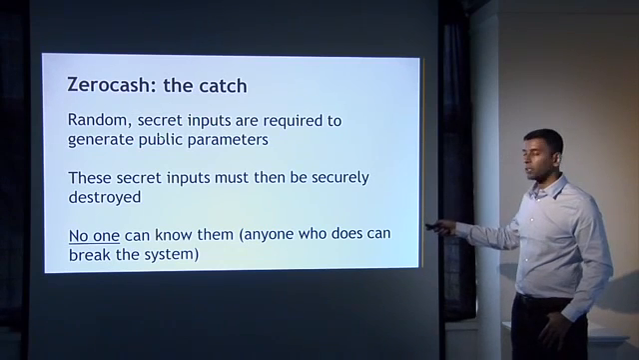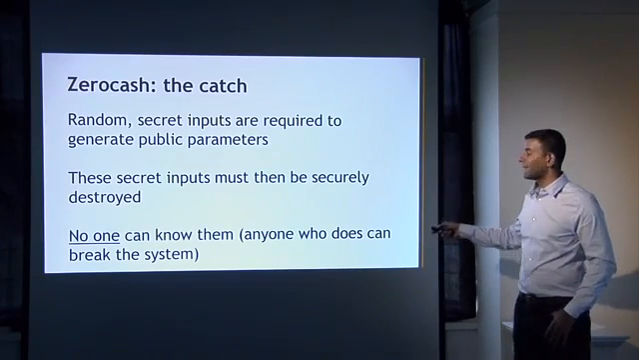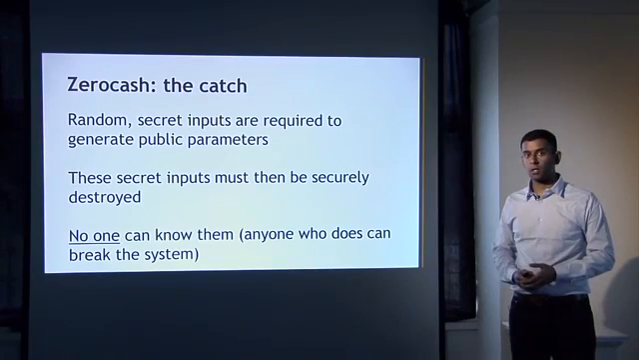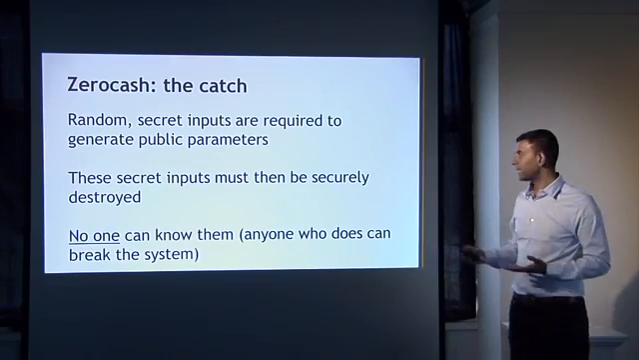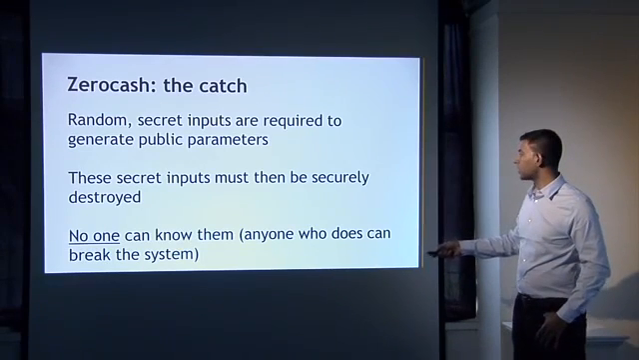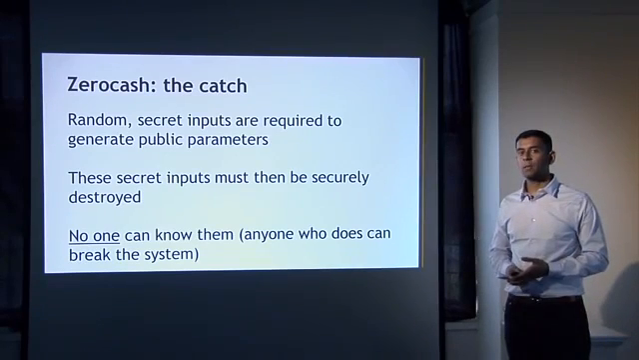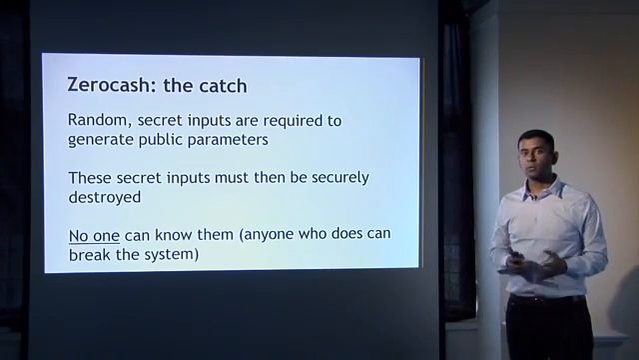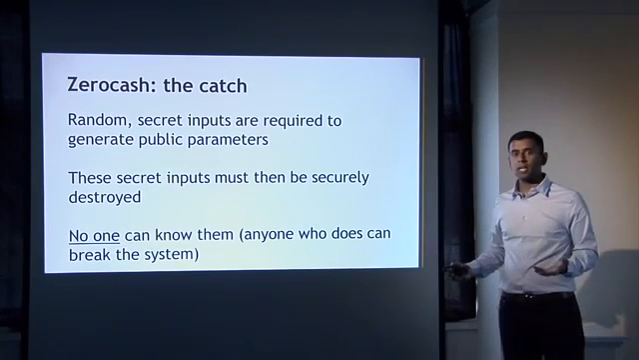And not only that, not only is the size a bit of a problem, these secret inputs for the security of the system then have to be securely destroyed so that nobody knows what those secret inputs were that were used in order to generate these public parameters. That seems like a bit of a problem, and the reason that no one can know them is because if somebody knows them, it doesn't mean that they will be able to compromise anonymity, but they will be able to create new zero coins for themselves, and nobody will be the wiser, which is also an equally bad problem for the currency. So it's kind of an interesting sociological problem here.